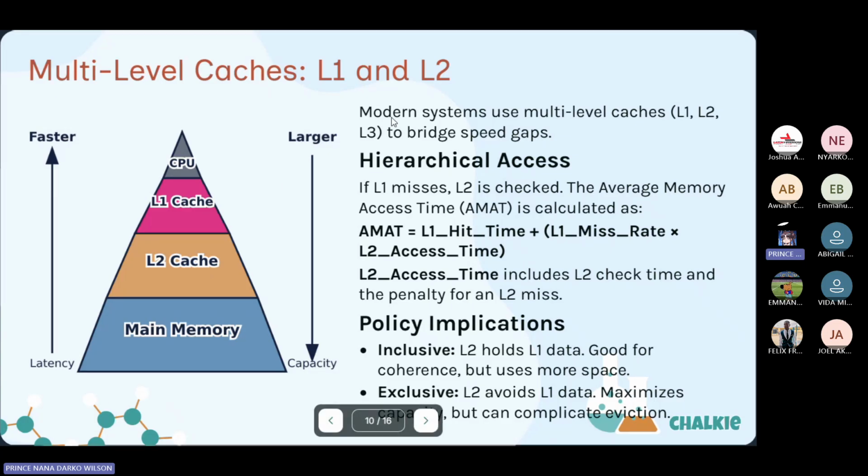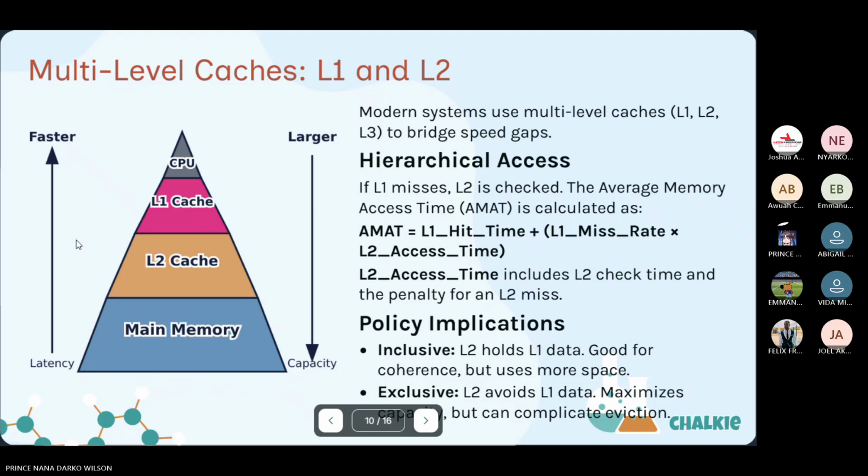Right. So it says modern systems use multi-level cache, level 1, level 2, level 3, to bridge the speed gaps. Okay, so we are already aware of how the speed is a problem. It is faster in the level 1 cache, but level 2 is slower. But what it does is, if the main memory is doing something, it can use the level 2 cache as a reference point. That way, it can easily retrieve data from that side. And then if level 2 is also doing something, it can use level 1 as a reference point, and then the CPU has direct access to the level 1 cache.